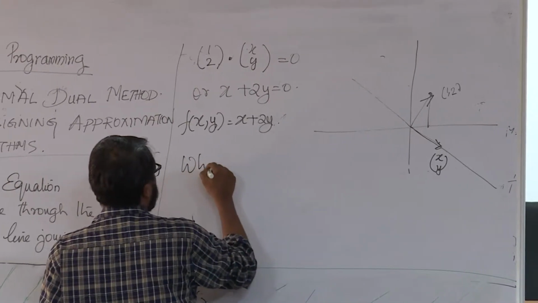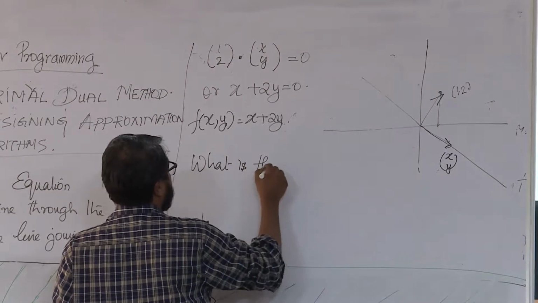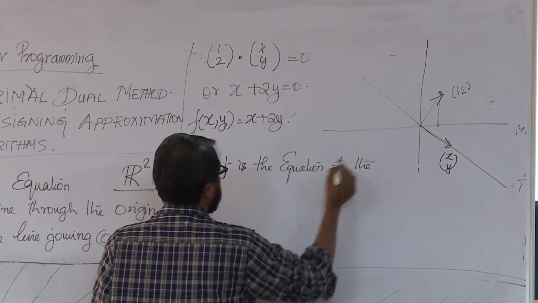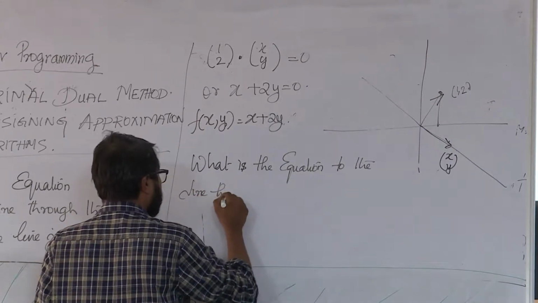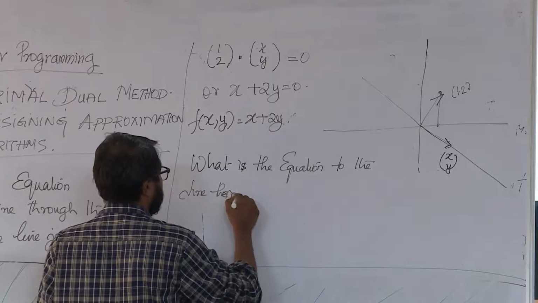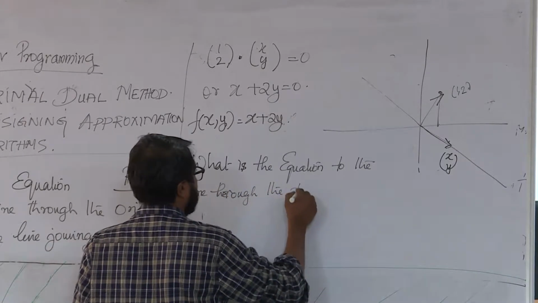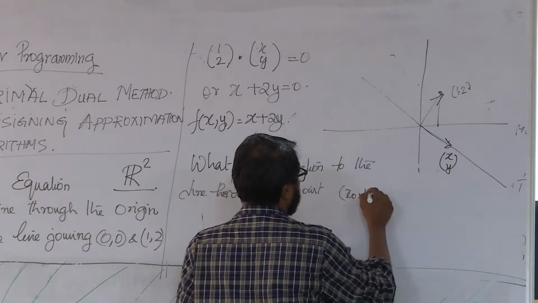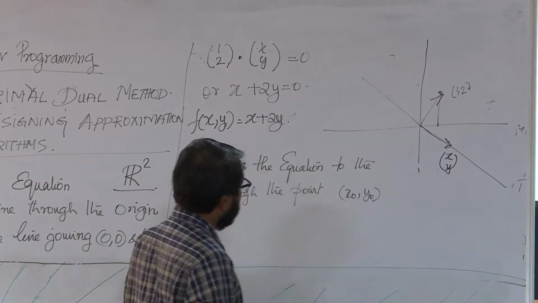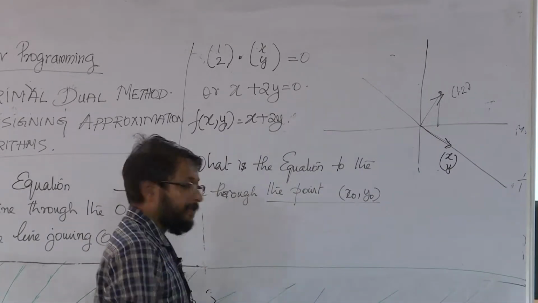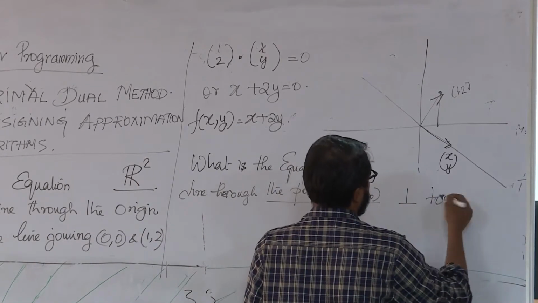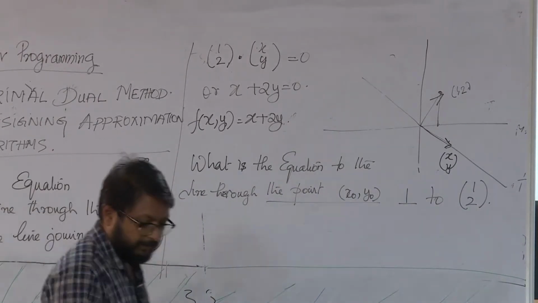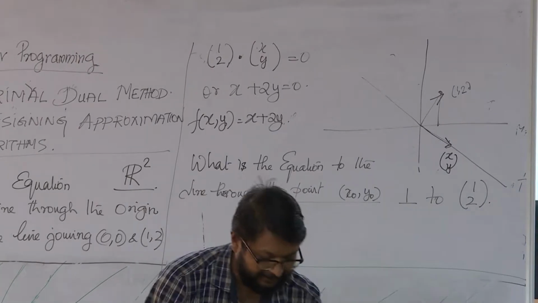What is the equation to the line through the point x naught, y naught, let us say, perpendicular to the line joining 0, 0 and, which one is a good one? This one, okay.